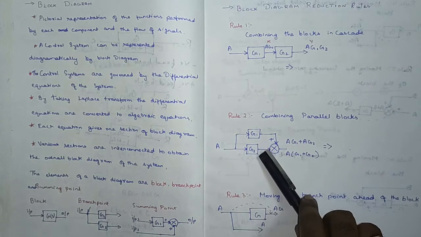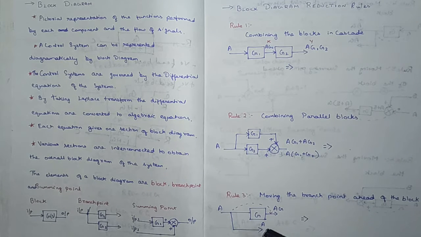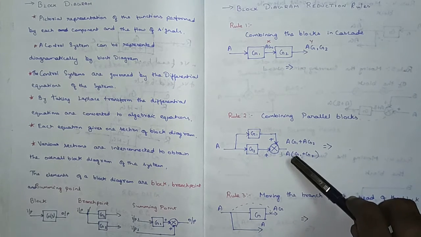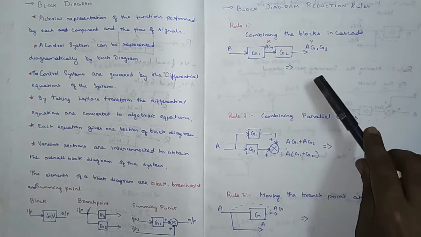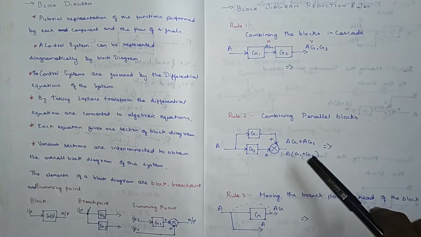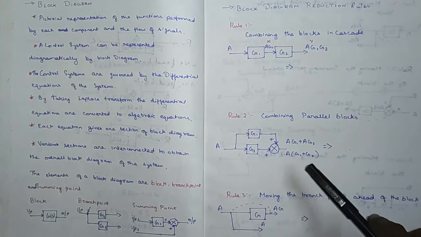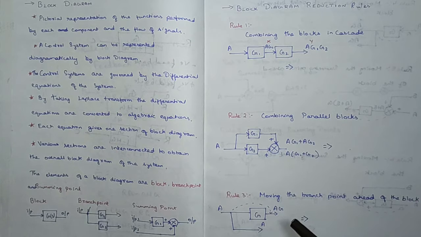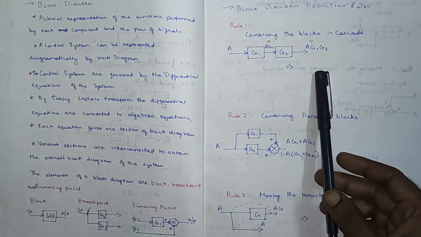If they are not present, then only we will move on to other rules, where either moving a summing point or moving a branch point can create series or parallel blocks. So this is the major objective. We are supposed to find a series block or parallel block. If there are no series or parallel blocks, we are supposed to create one by using the other rules, which are rule number 3, 4, 5, 6. So we will first see rule number 1.